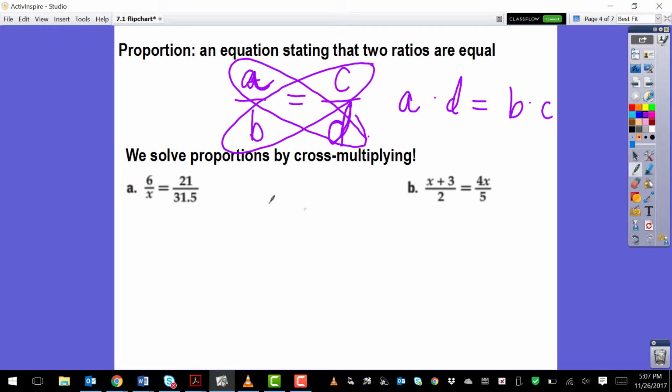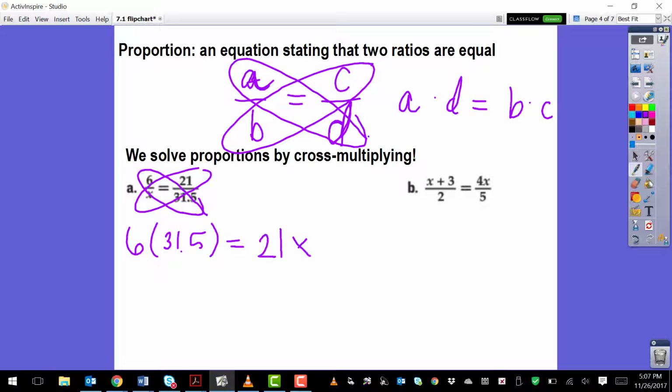So in this proportion, 6 over x is equal to 21 over 31.5. I'm going to multiply 6 times 31.5 and set that equal to 21 times x, which is just 21x. So 6 times 31.5 is 189. And then I can divide by 21 on both sides. And x is 9.